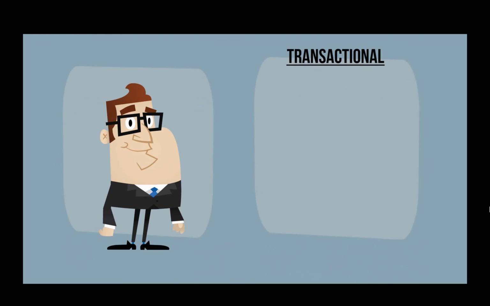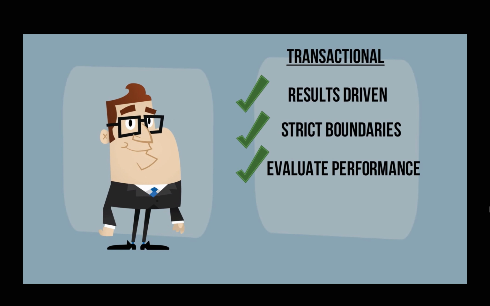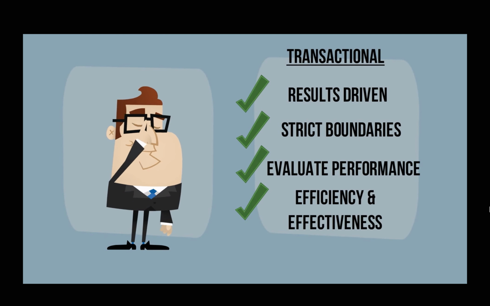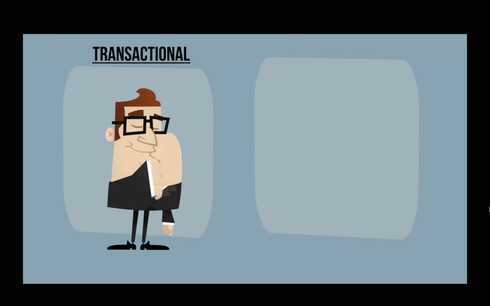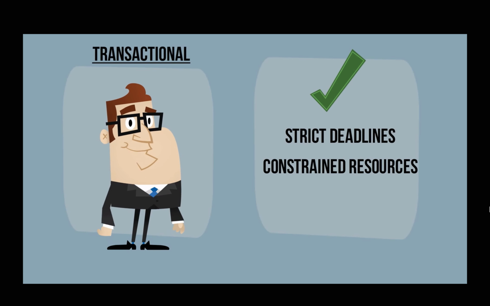Transactional leadership. If you are a transactional leader, you'll be task and results driven whilst adhering to strict organisational boundaries. Additionally, you'd be motivated to reward people and evaluate performance regularly. You'll be focused on ensuring activities are completed efficiently and effectively. This style of leadership can become especially useful when dealing with strict deadlines and are constrained with resources. It maintains group dynamics whilst evaluating how each team member or employee performs their given task.